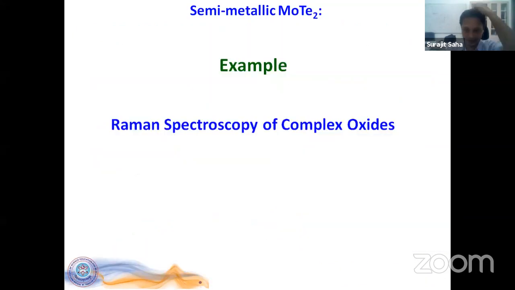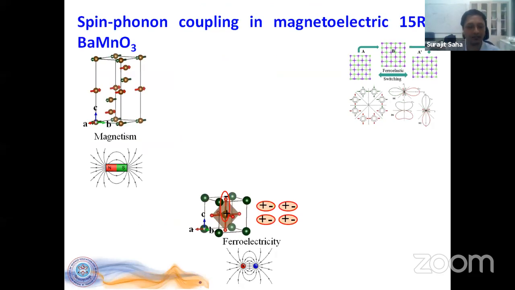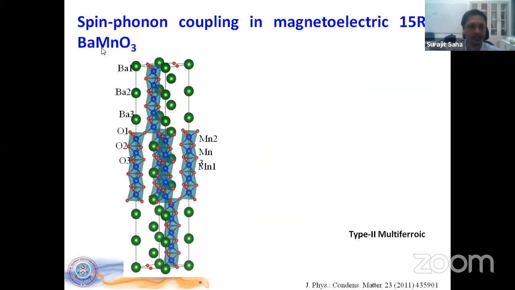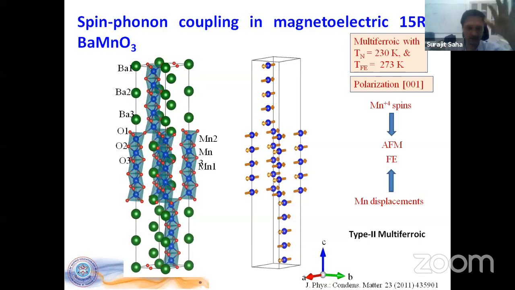Now I'll go to a couple of examples of complex oxides. Here, complex oxide means where one can think of magnetism, ferroelectricity, and ferroelasticity. And here is a typical triangle where one can think of coupling these different degrees of freedom or properties. Here is one example of barium manganite, one specific structure, which is 15R. And this has a particular spin structure, which is already known. This compound shows Néel ordering below 230 Kelvin and also a ferroelectric transition below 273 Kelvin, which is a little below room temperature. And in both these transitions, it is the manganese atom or ion which is involved. That's why this is called a type 2 multiferroic.